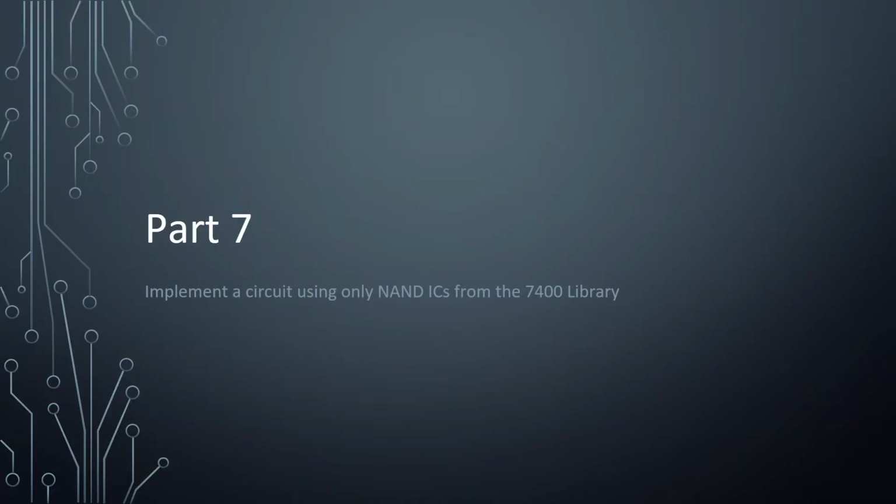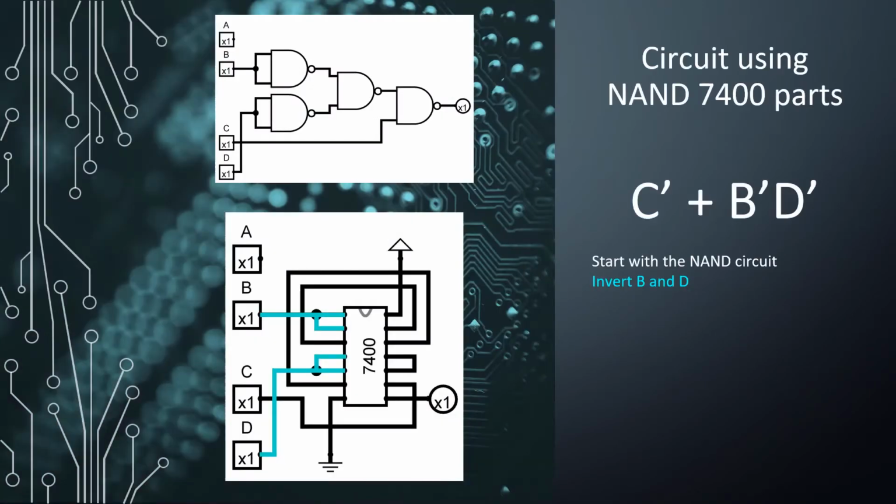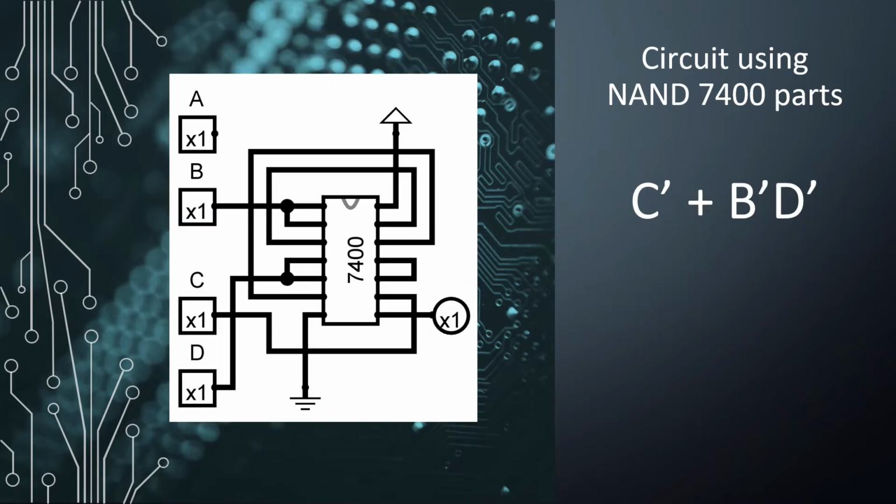In part 7, we create such a circuit using only NAND ICs. Working from our previous NAND circuit, we first invert B and D, then NAND B0 with D0, and finally the result with C. The resulting circuit uses only a single IC.